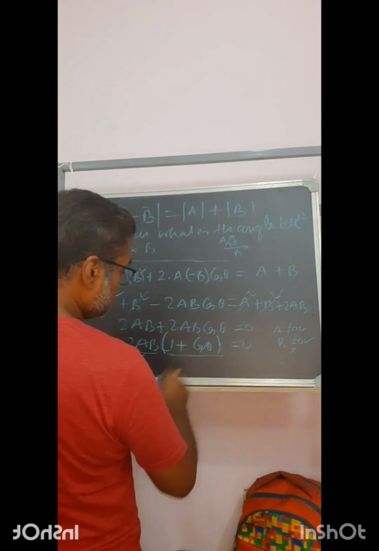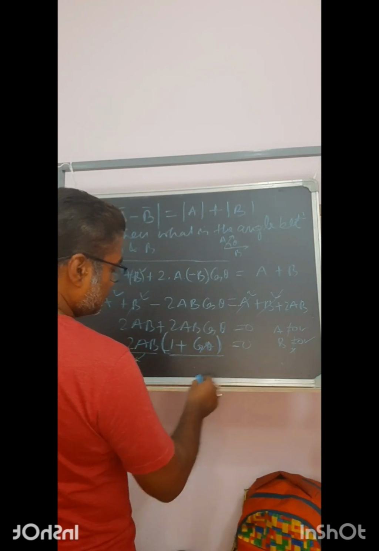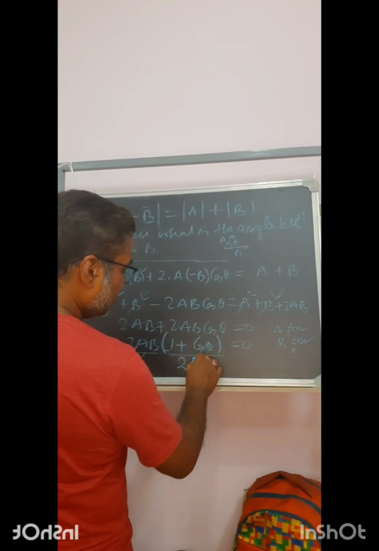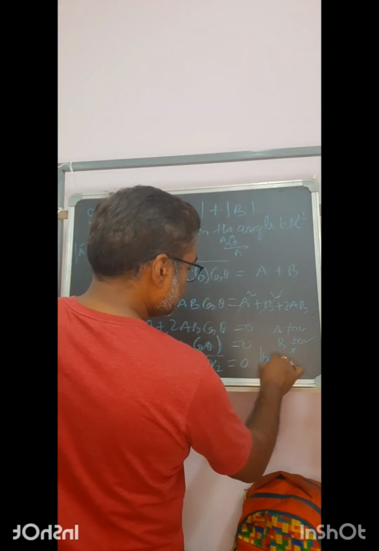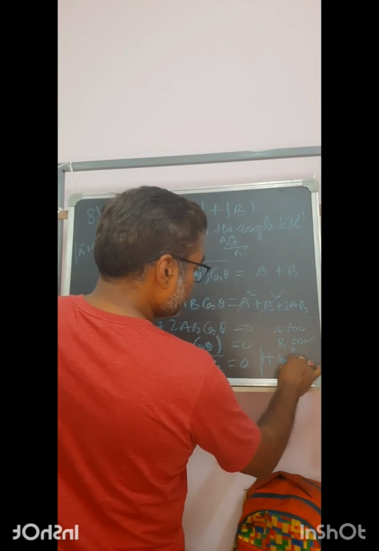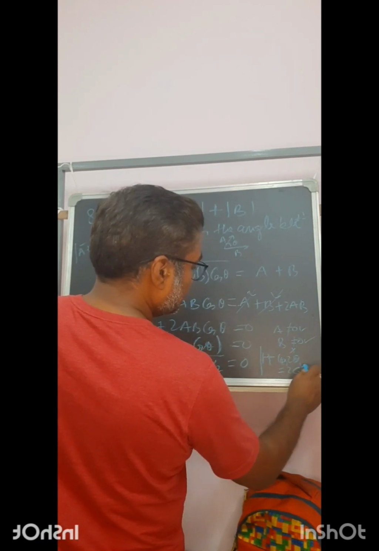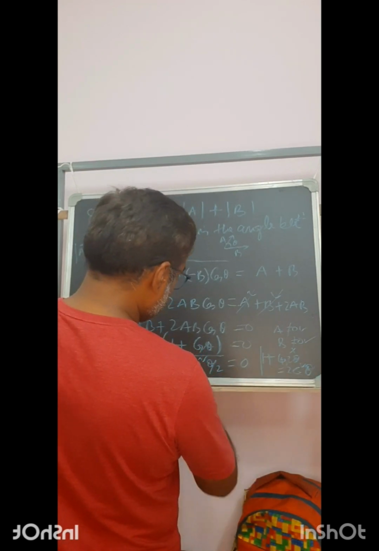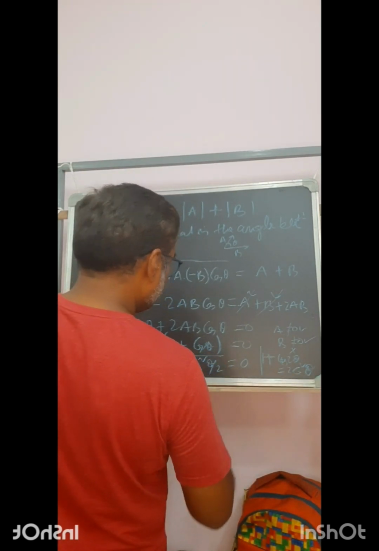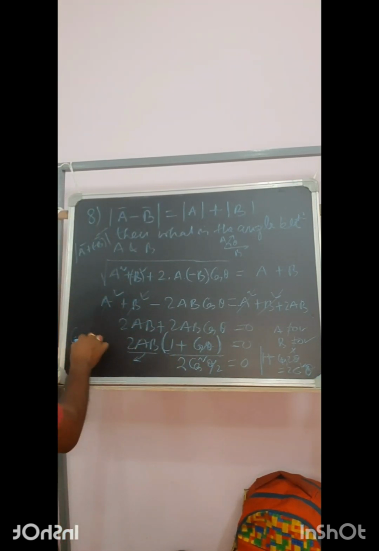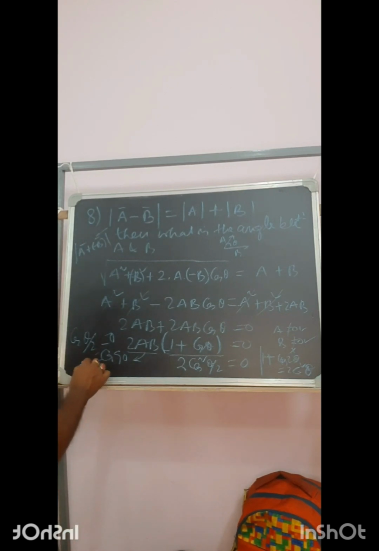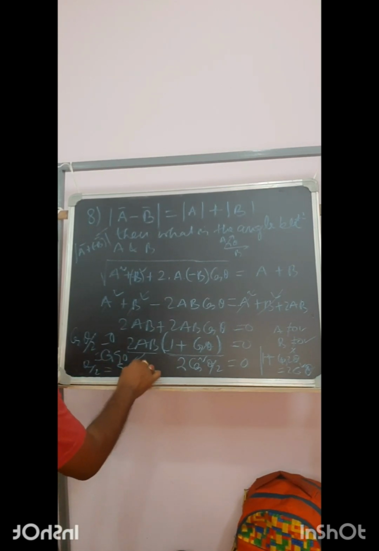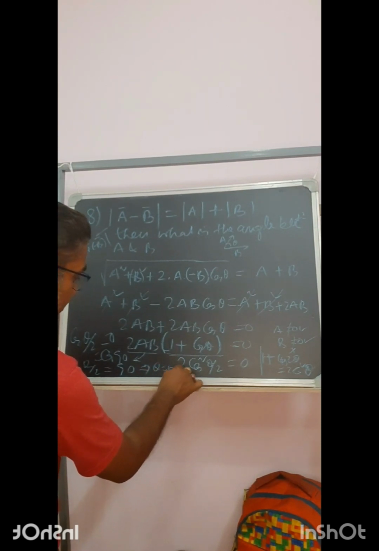So the only possible condition is 1 plus cos theta is equal to 0. That means it is 2 cos square theta by 2, because you know 1 plus cos 2 theta is equal to 2 cos square theta. Now if instead of 2 theta it is theta, that means it reduces to theta by 2. So cos theta by 2 is equal to 0. Cos 0 means cos 90. Now that implies theta by 2 is equal to 90. This implies theta is equal to 180 degree.